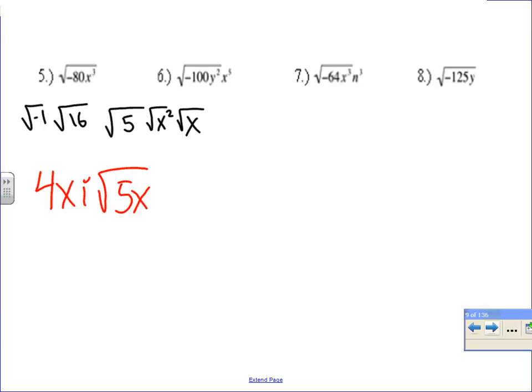Awesome. Number 6, Anna, what did you get? Oh, I'm sorry. I'm going to give you guys another minute. Yeah, it could be in the middle. The I does not have to be at the end.